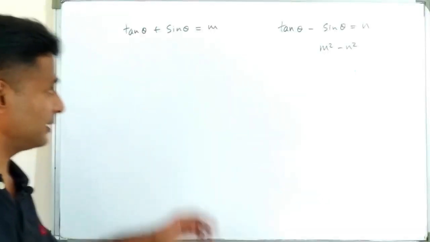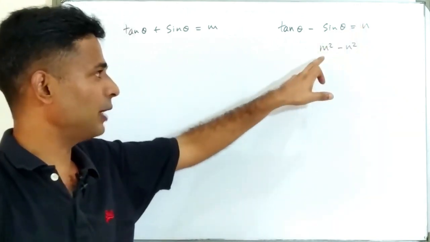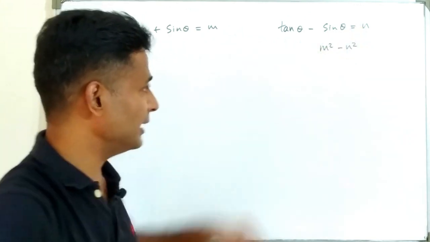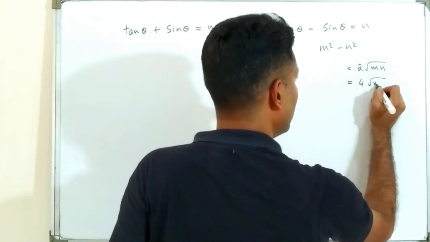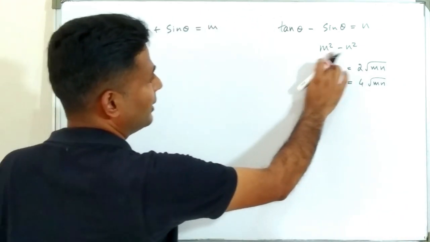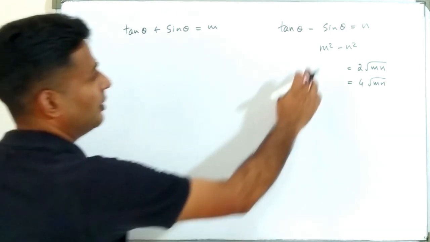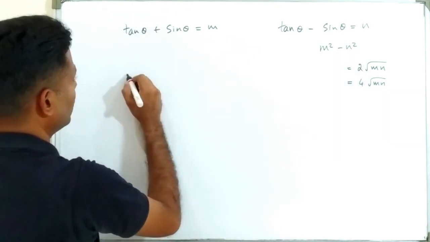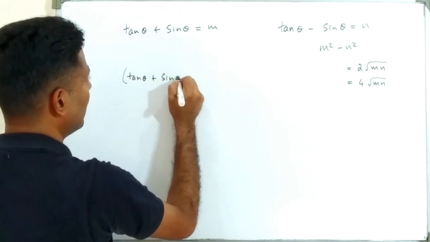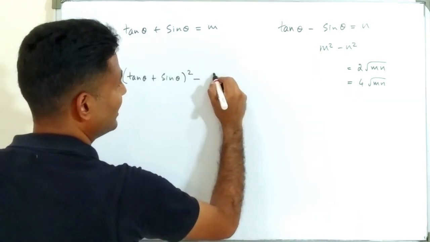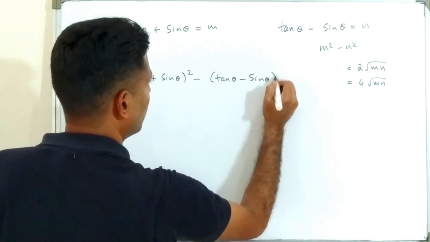The last problem in the test, they have told you tan theta plus sin theta is m, tan theta minus sin theta is n, and they have asked you to find whether m square minus n square is equal to 2 root mn or 4 root mn. So you have to find whether this square minus this square is equal to this or this. Now these kind of problems, don't worry, they have told you m square minus n square. So directly substitute. M is tan theta plus sin theta whole square, that is m square, minus n square, tan theta minus sin theta whole square.